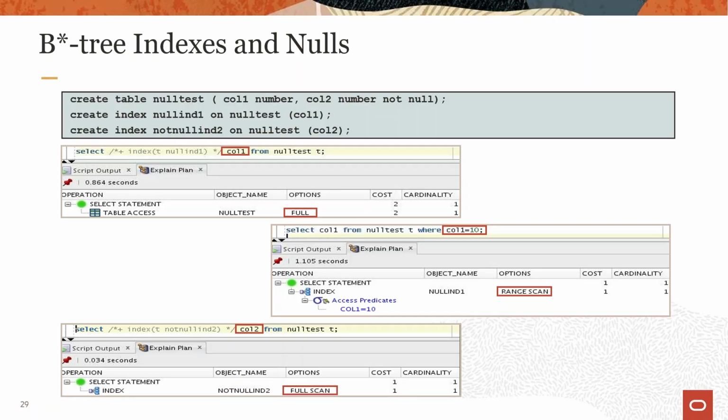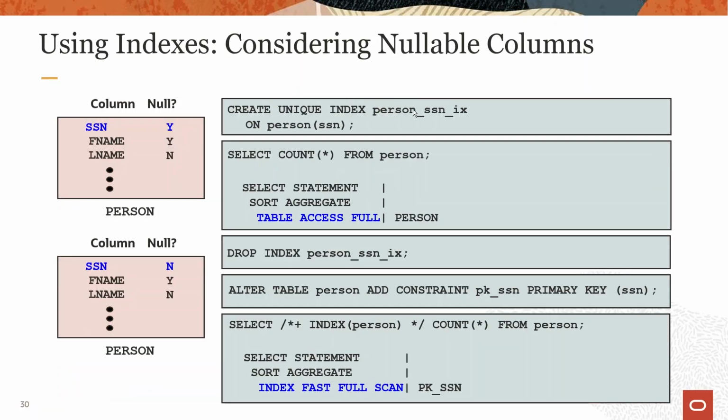So single column B-tree indexes do not store null values, and so indexes on nullable columns cannot be used to drive queries unless there is something that eliminates the null values from the query. So this is another example of keeping in mind that null values are never being indexed, in fact.